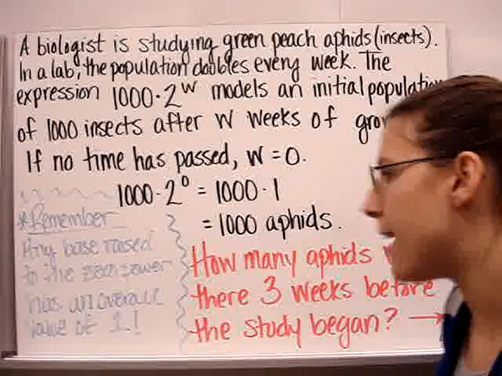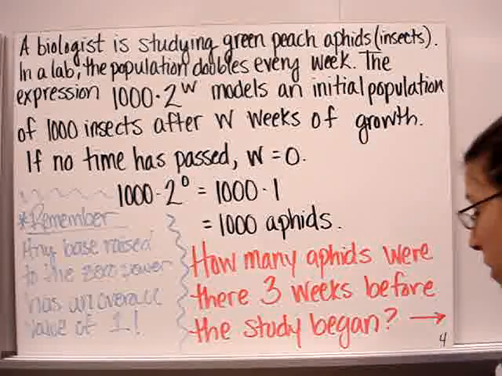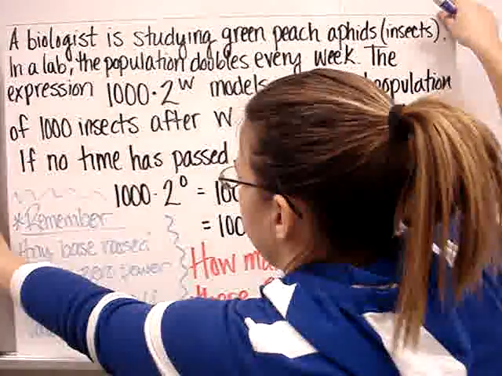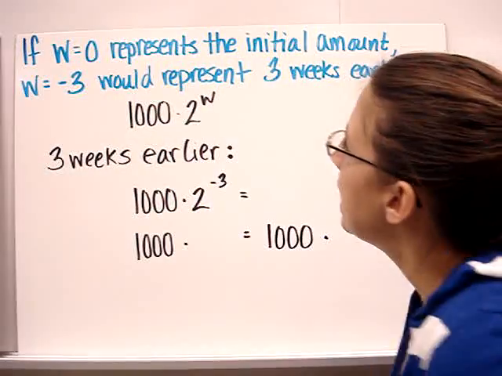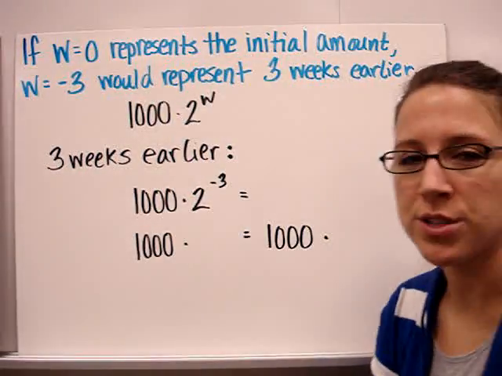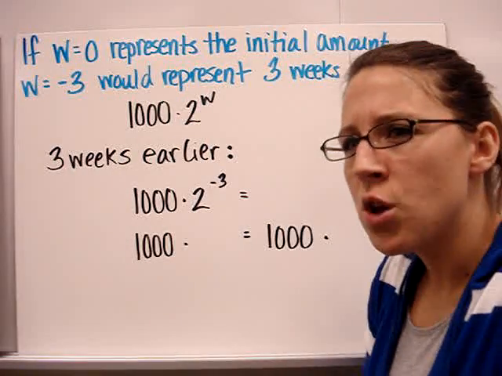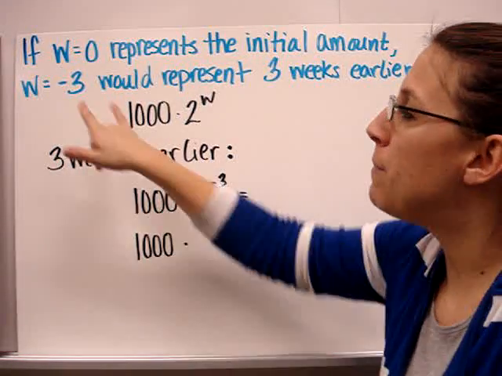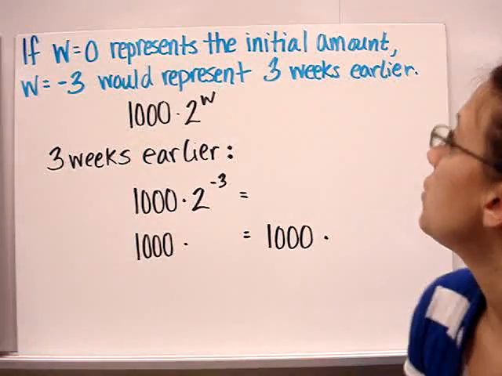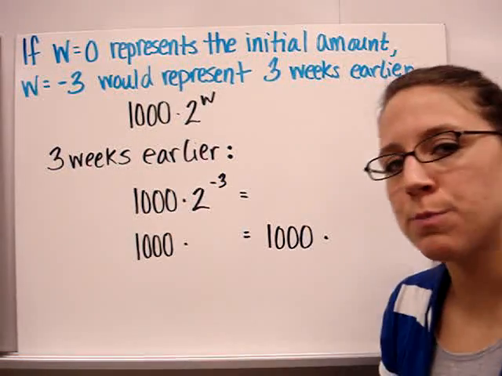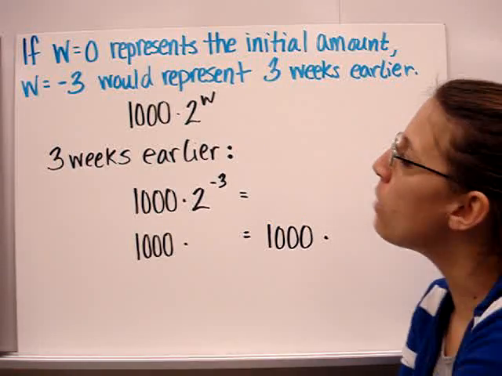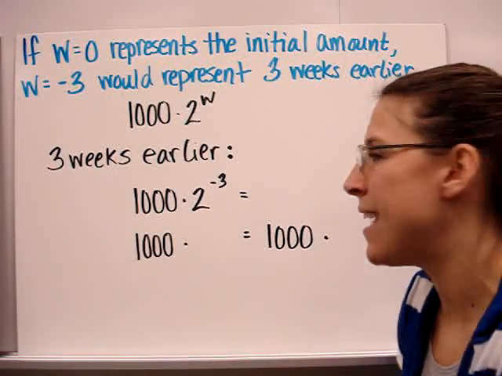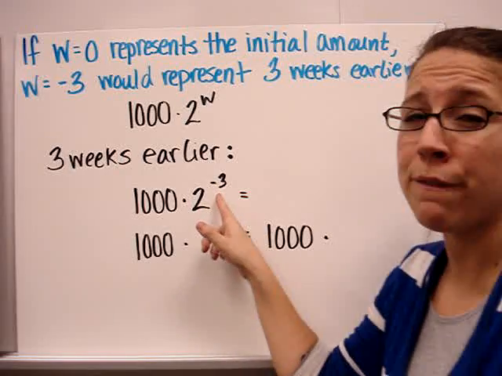So here's the kind of question you might ask. How many aphids were there 3 weeks before the study began? More or less? Think about it. Well, if W represents the initial amount, so at the beginning of the study, where we knew we had 1,000 aphids, which was 0 weeks, 3 weeks prior to that would be a -3 in this scenario. So we would still use the same expression to find the number of aphids, which would be 1,000 times 2 to the W power. So 3 weeks earlier would be represented by 1,000 times 2 to the -3.